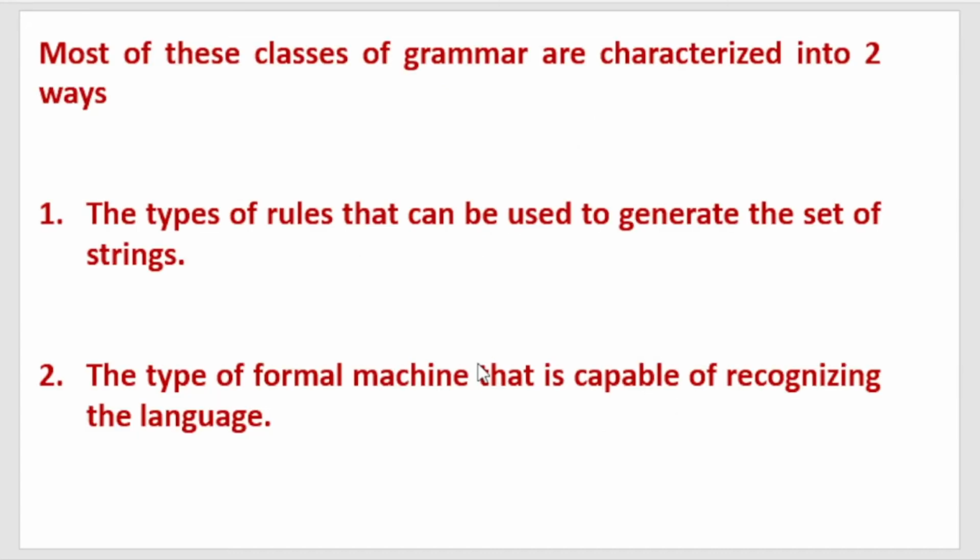The classes of grammars are characterized in two different ways. The first one is the type of rules that can be used to generate the set of strings, which means the set of all production rules. The second one is the type of formal machine that is capable of recognizing the language.